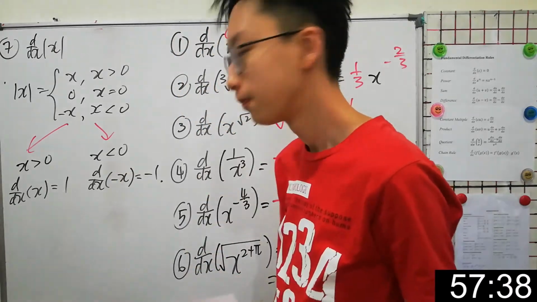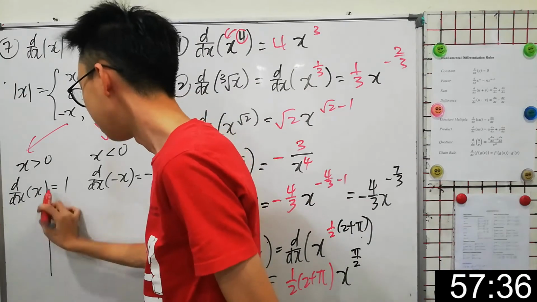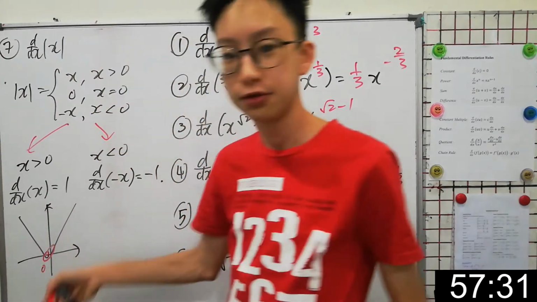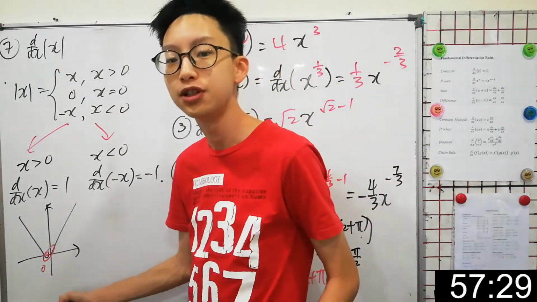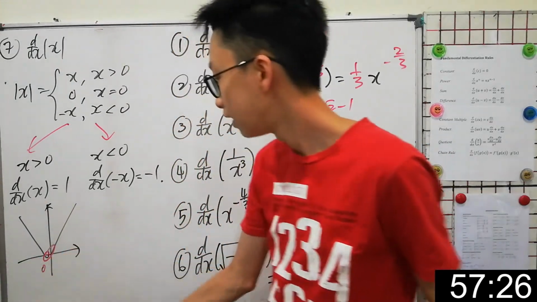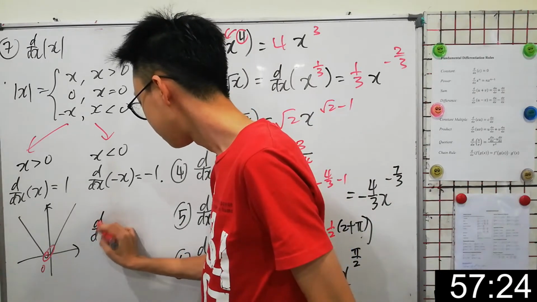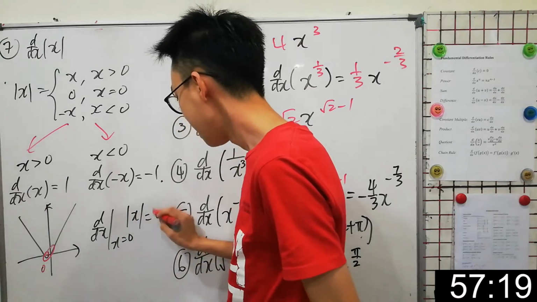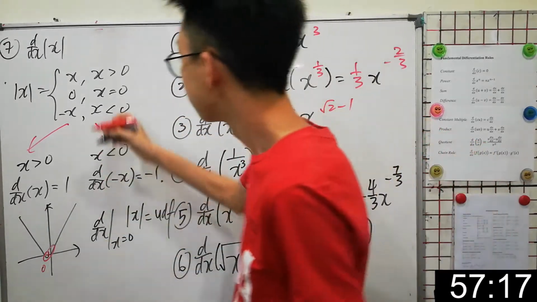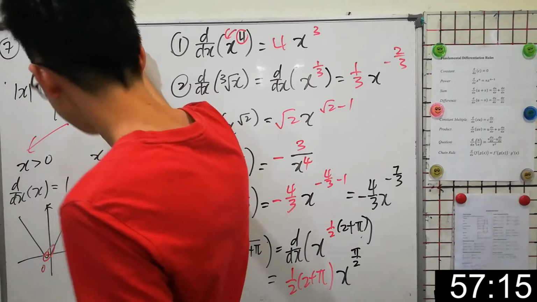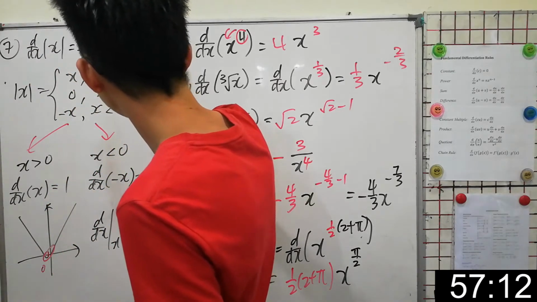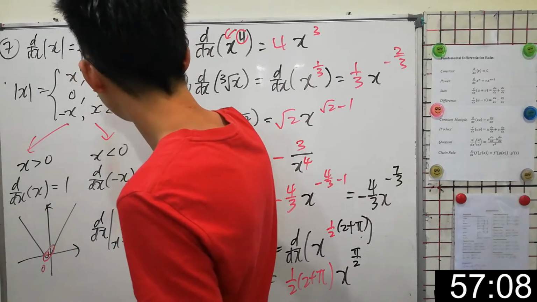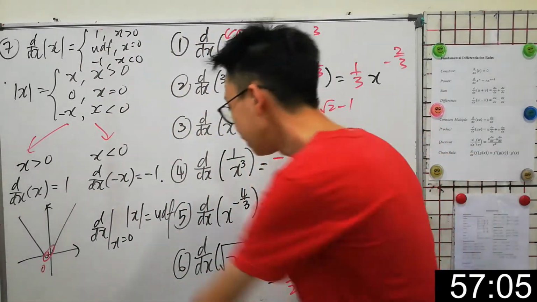Then what about 0? Okay, if you draw the graph, you'll notice that it is actually a sharp corner at x equals 0, which means it is not differentiable at this point. So therefore, we say that d/dx at x equals 0 of absolute value of x is undefined, right? So it will be like this, okay? It is equal to 1 when x is greater than 0, undefined when x equals 0, then it is negative 1 when x is smaller than 0, okay?